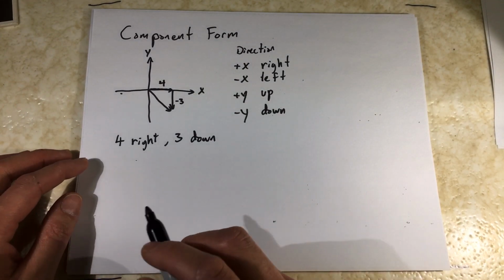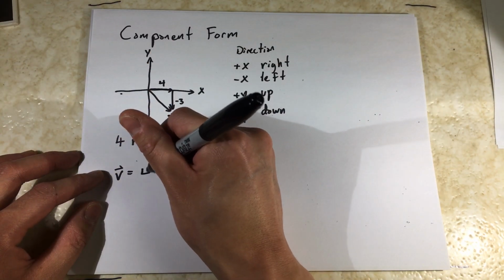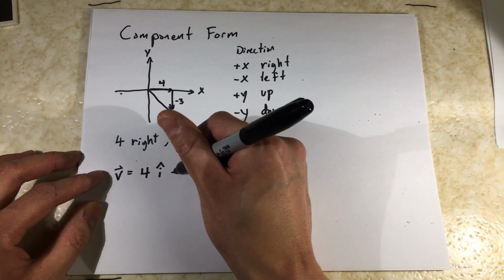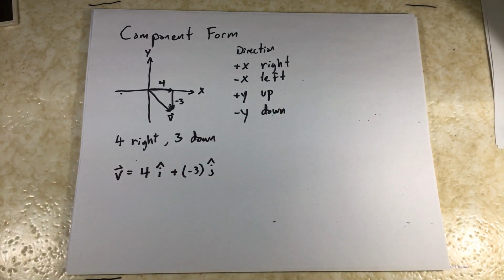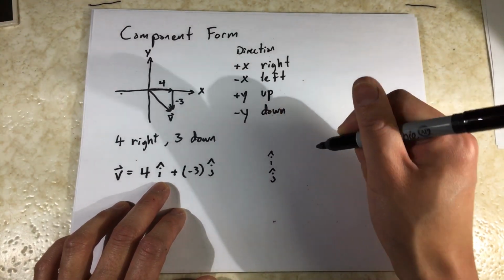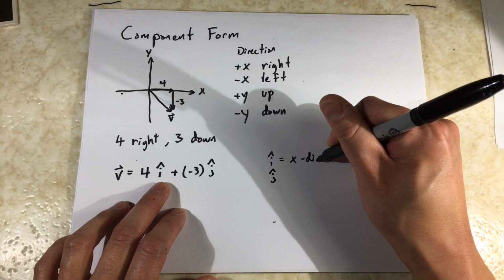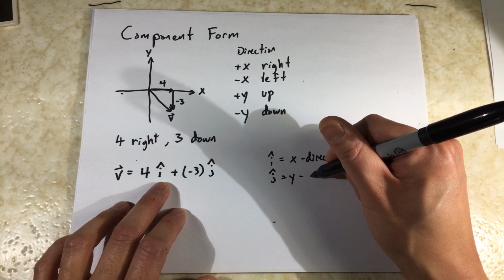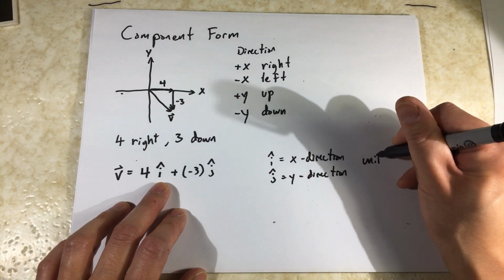All right, so the notation for how you would write a vector like this, let's call it vector v, would be something like this. You would do 4 i hat plus negative 3 j hat. This is probably a new notation for a lot of you, but i hat and j hat are called unit vectors. I hat just means the x direction, and j hat means the y direction.